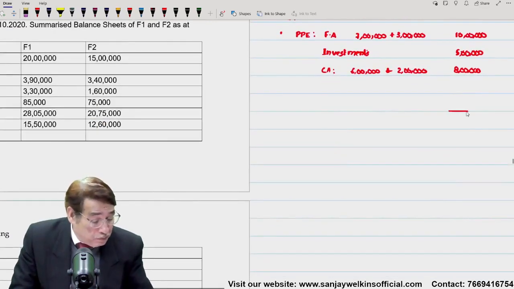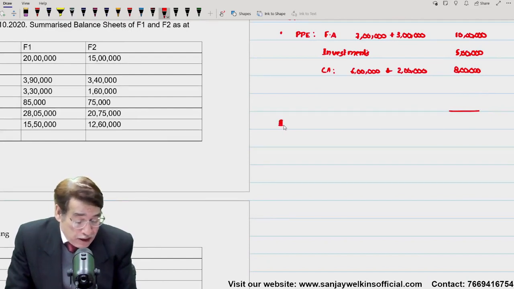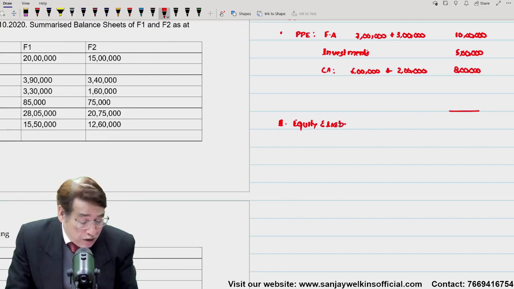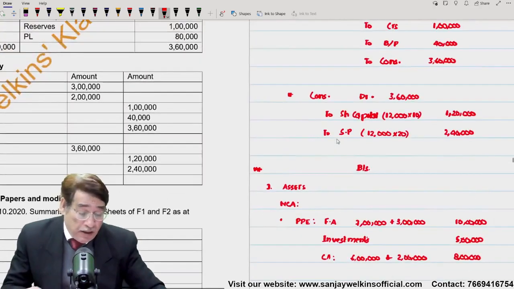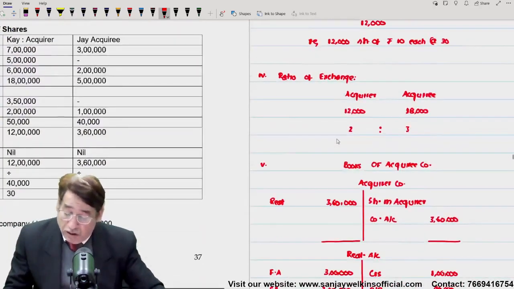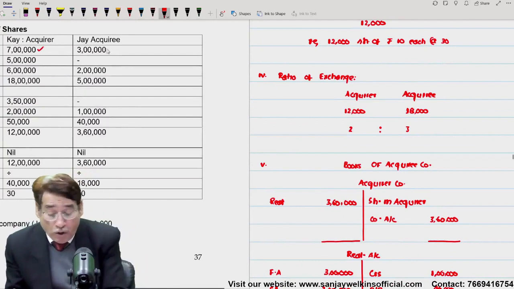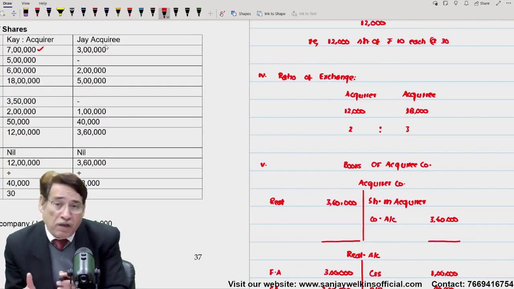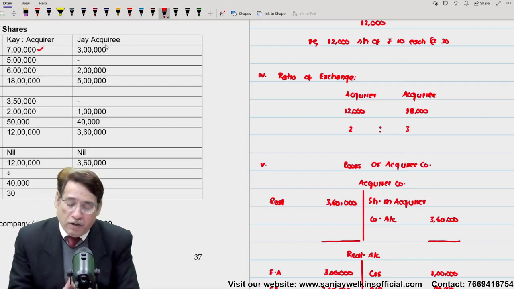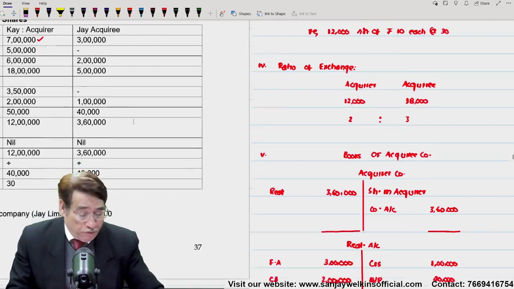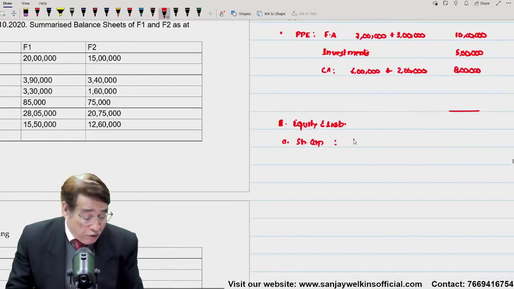Now, we will move over to the liability side, equity and liability. Under the equity and liability, first of all, I am going to write the share capital. Now, just pay attention. In the share capital, first of all, you will write the share capital of the acquirer entity. You are not going to add this share capital. Reason, because this share capital is already closed in the books of the acquiree entity. You haven't taken over the share capital. Is it clear to you? So first of all, you are going to write the share capital of the acquirer entity.